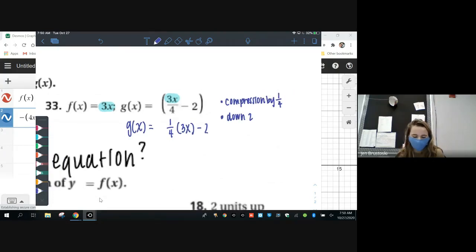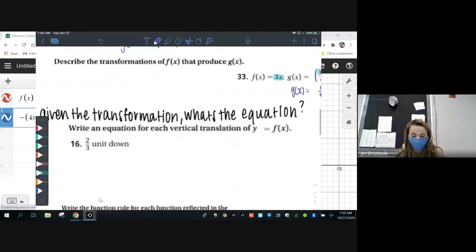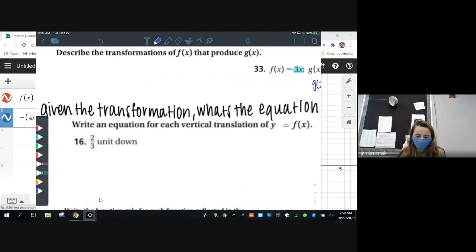Okay, so those are ones where it says, what's the transformation? And then for some, it's going to say, okay, what's the equation? So for this, it says you're going 2/3 units down. So is that changing A, B, C, or D? D. This is changing your D value.